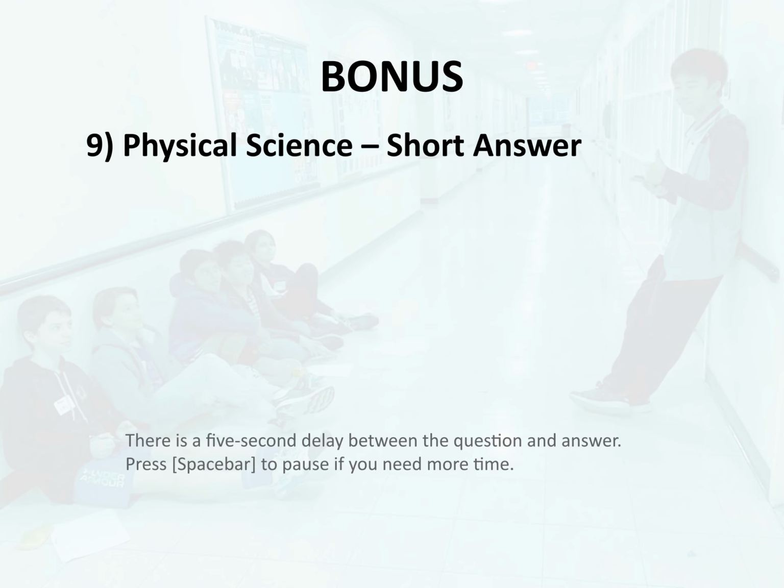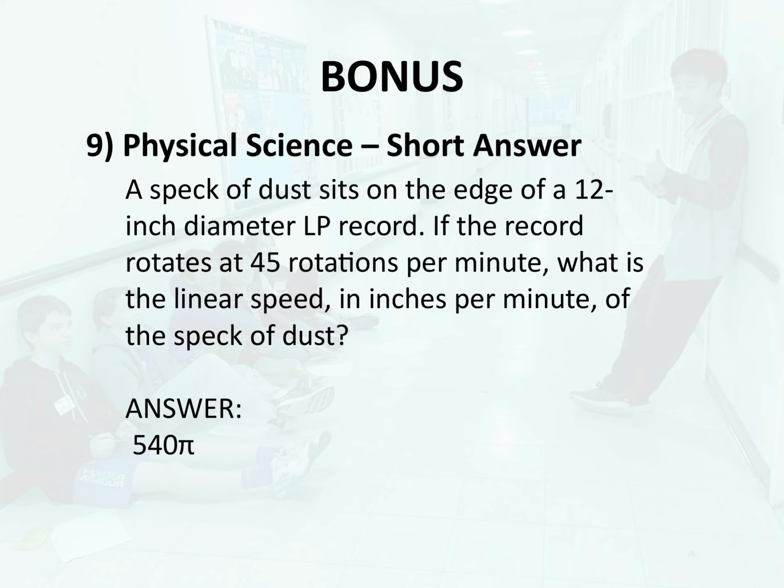Bonus 9. Physical science, short answer. A speck of dust sits on the edge of a 12-inch diameter LP record. If the record rotates at 45 rotations per minute, what is the linear speed, in inches per minute, of the speck of dust? Answer. 540 pi.